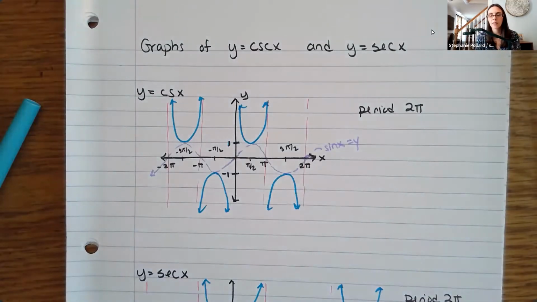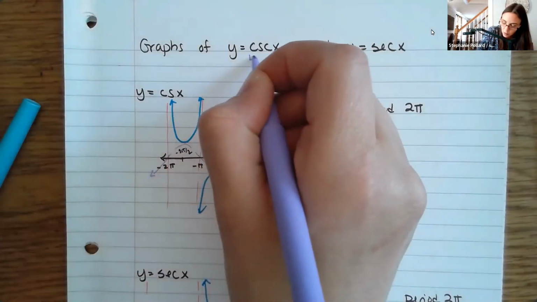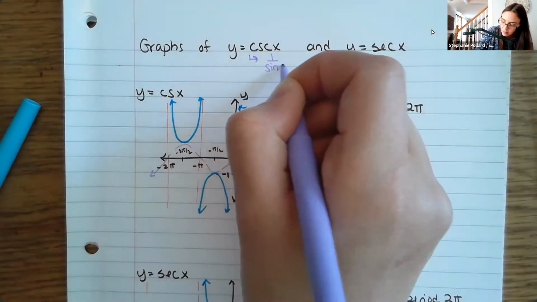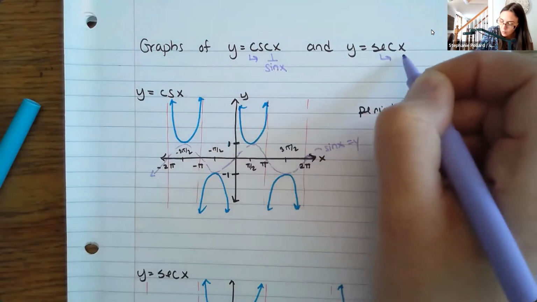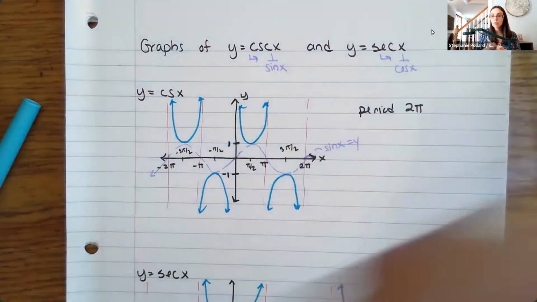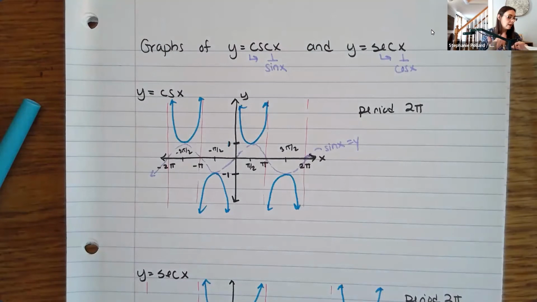Next, I want to look at the graphs of cosecant and secant. And actually, the graphs of cosecant and secant are really built around the sine and cosine curves. And you want to remember that cosecant is the same thing as 1 over sine, and secant is the same thing as 1 over cosine. So there is a relationship there between them already that we've seen, of course, right?